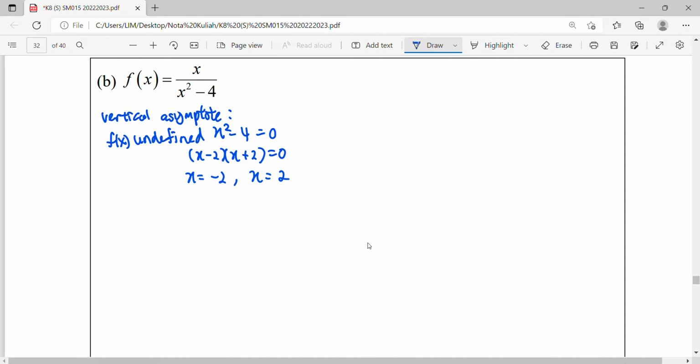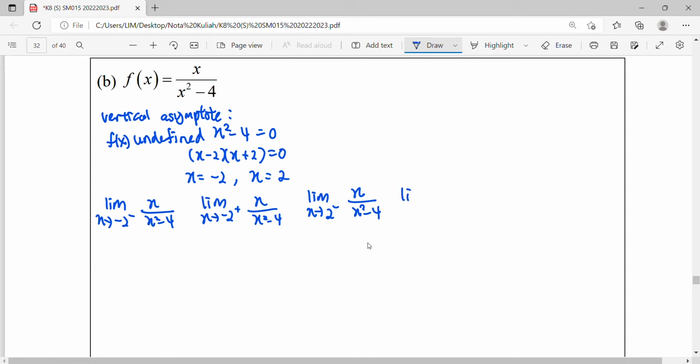Finding your limit means here you need to figure out x approaches negative 2 from the left hand side, then x approaches negative 2 from the right hand side, then x approaches 2 from the left hand side, and x approaches 2 from the right hand side. Negative 2 from the left hand side, substitute: negative 2 over 0. Infinity, positively or negatively. That's your value.